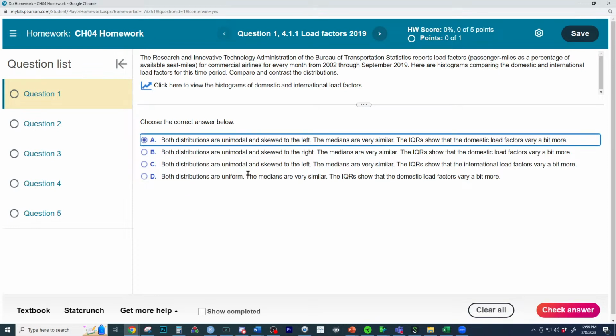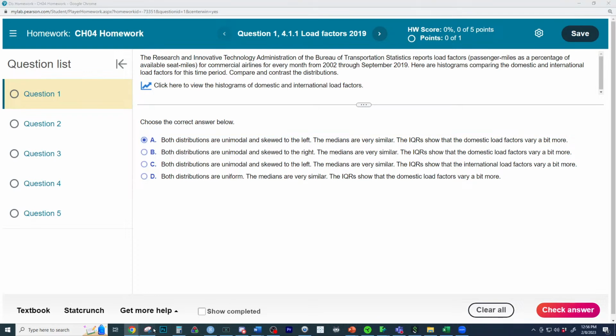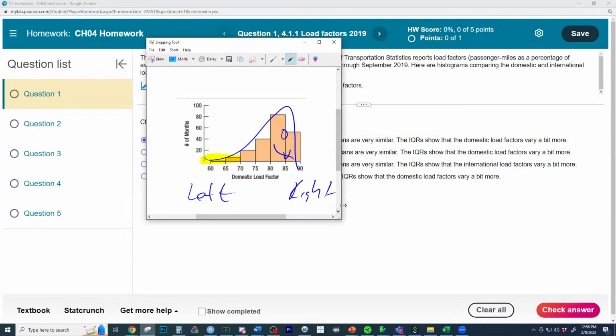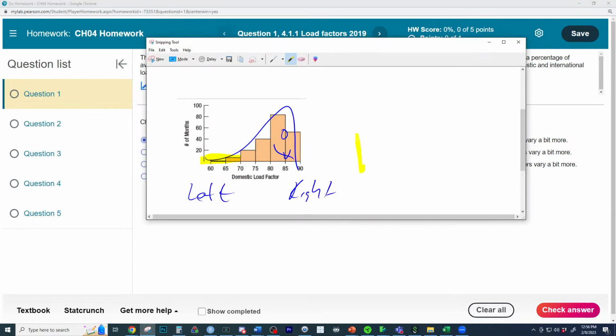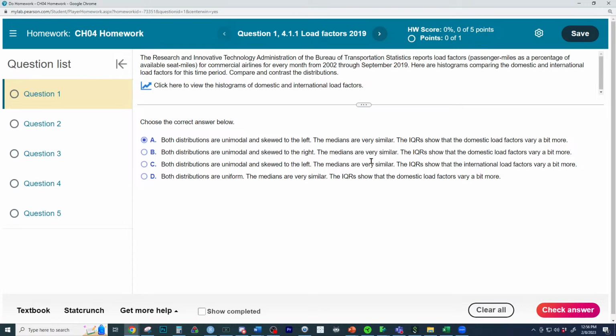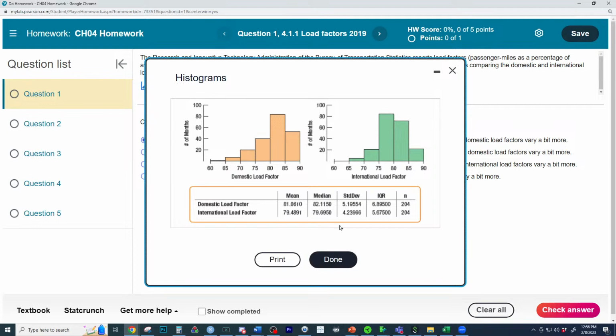They're not uniform. Uniform means flat. So make sure you know what the word uniform means. These do not look uniform. Uniform would be something like that, and that's not uniform. That is unimodal, and definitely left skew. So the medians didn't look very similar to me. But that's the only choice we have.